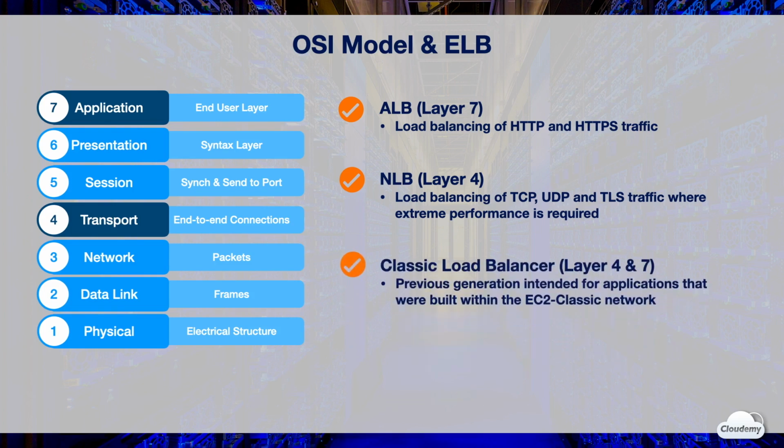Classic Load Balancer operates at both layer 4 and layer 7. It provides basic load balancing for EC2 instances. Classic Load Balancer is the previous generation load balancer. It's intended for applications that were built within the EC2 Classic network, which has been replaced by Amazon VPC.